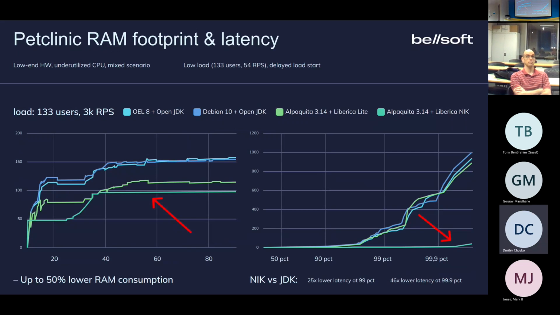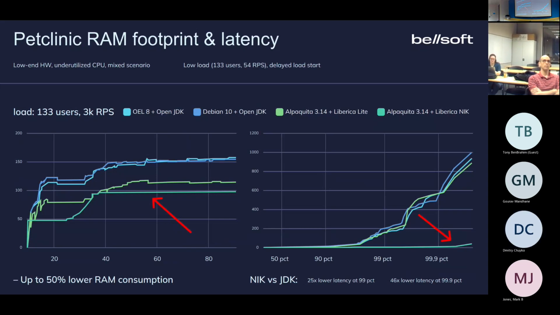I mentioned Liberica Lite as an option, and we've made some studies of popular frameworks' performance using bare metal installations of Alpaquita and Liberica Lite. They do help to reduce memory consumption. They do help to reduce latency. And there is a special option of producing a native image from your application that can show really great results. Not in all cases, but in some scenarios, it can really reduce your memory consumption and latency.